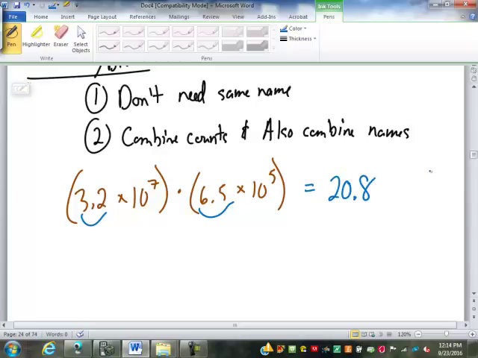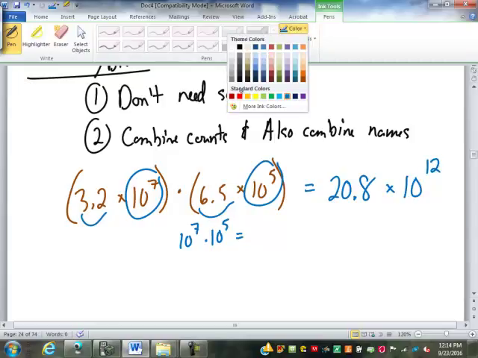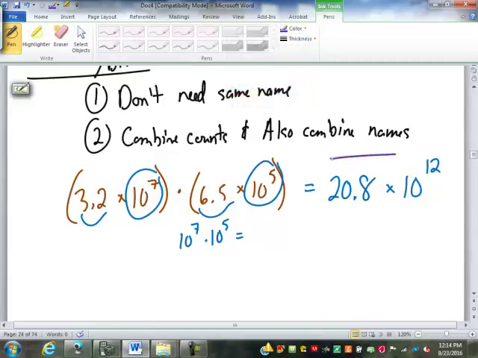But then I also, when I multiply, I also have to combine the names. So 10 to the 7th times 10 to the 5th. What's that going to become? When I'm multiplying exponents with the same base, what do I do with the powers? Add them. 7 plus 5 is 12. That's times 10 to the 12th. Now there's a slight issue with this answer right now. Can anybody tell me what it is?